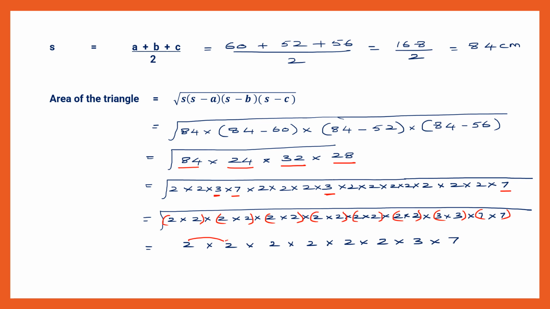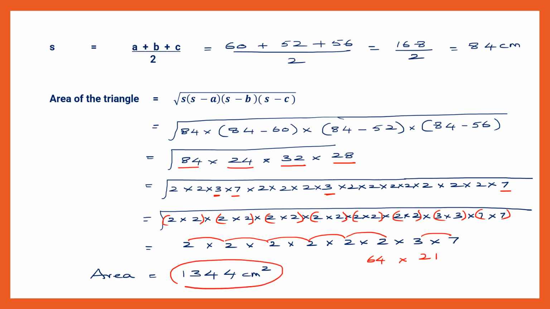2 2s are 4, 4 twos are 8, 8 twos are 16, 16 twos are 32, 32 twos are 64. So we've got 64 here and here 3 sevens are 21. So multiply 64 into 21. That will be equal to 1344. So what have we found? We have found the area. So the unit will be centimeter square. So we have found the answer. The area of the triangle is 1344 centimeter square.